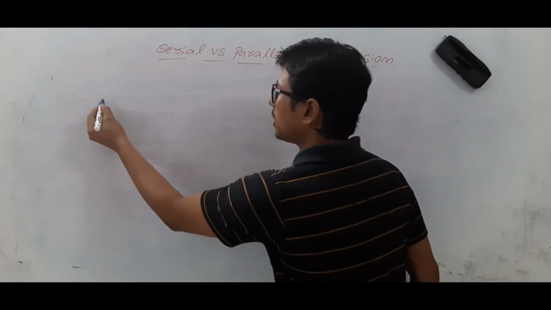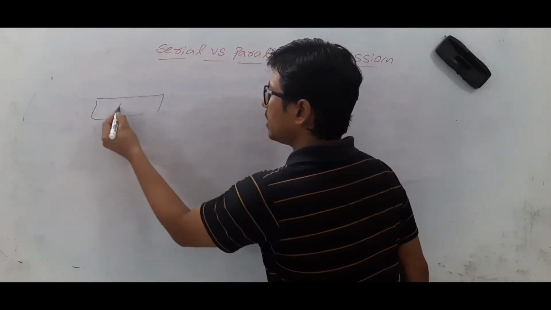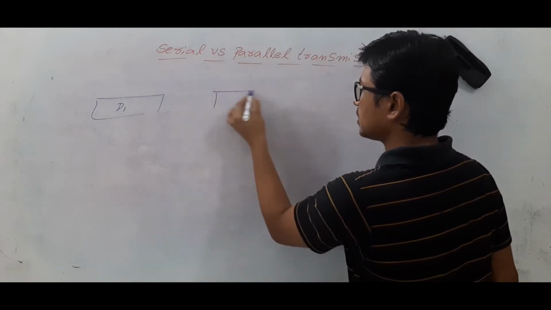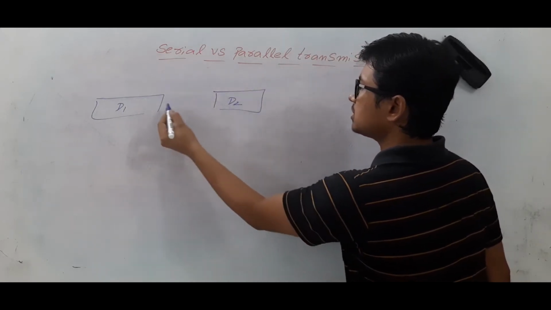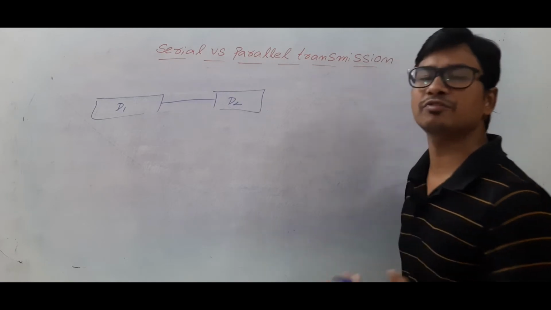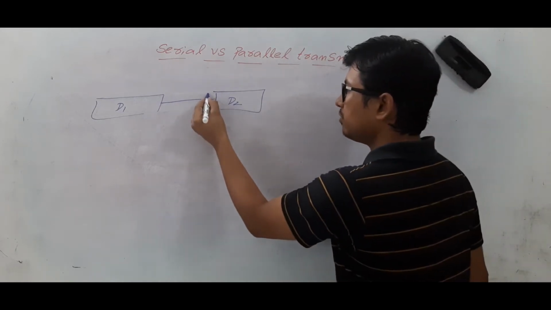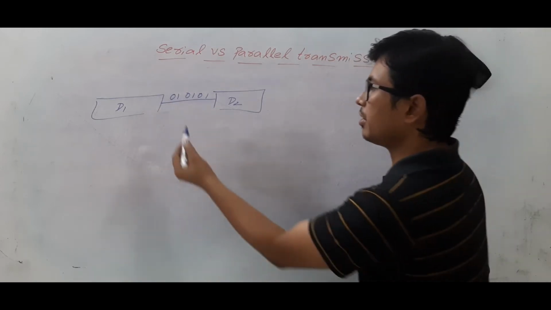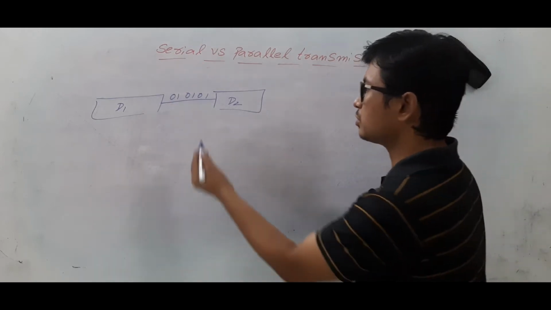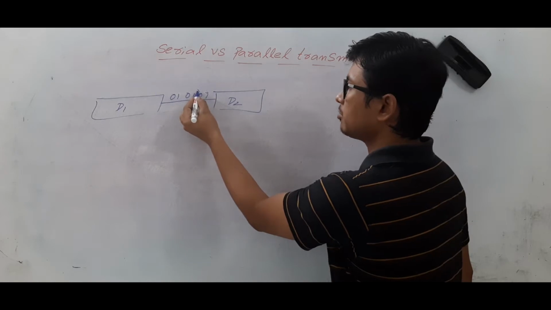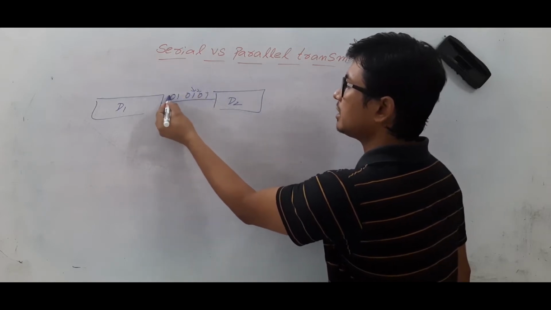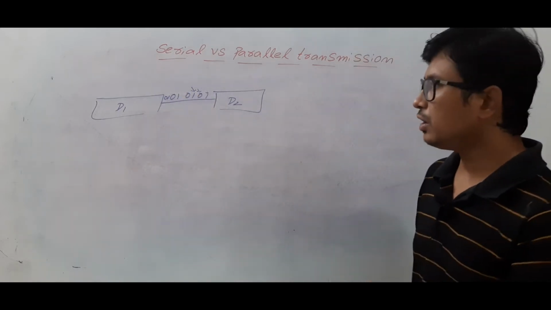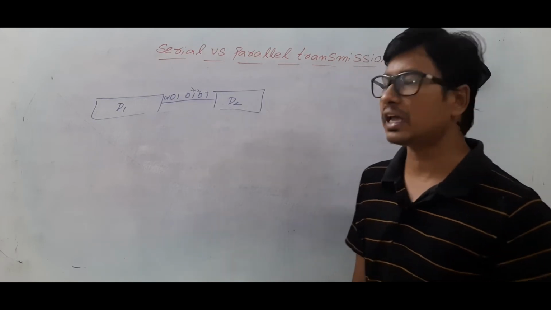Suppose I have device 1 and device 2. Now if serial communication is happening, let's take that I want to send 8 bits of information. Then how will I send? 1 0 1 0, like that I will send from device 1 to device 2. So the first bit will be 1, the second bit will be 0, next 1, like that I am sending 8 bits. Now when I am sending like this, what will happen?